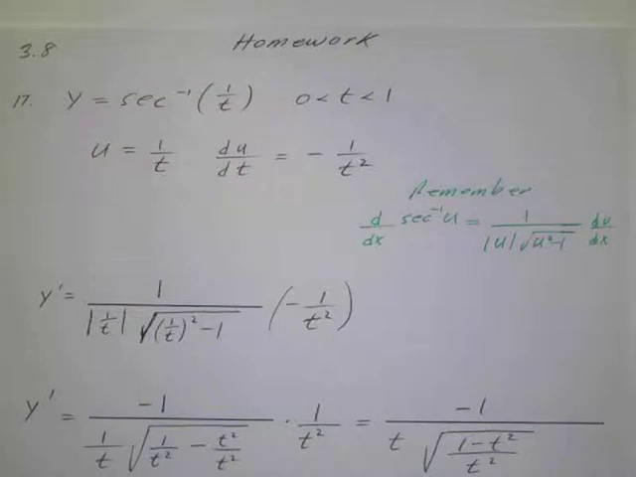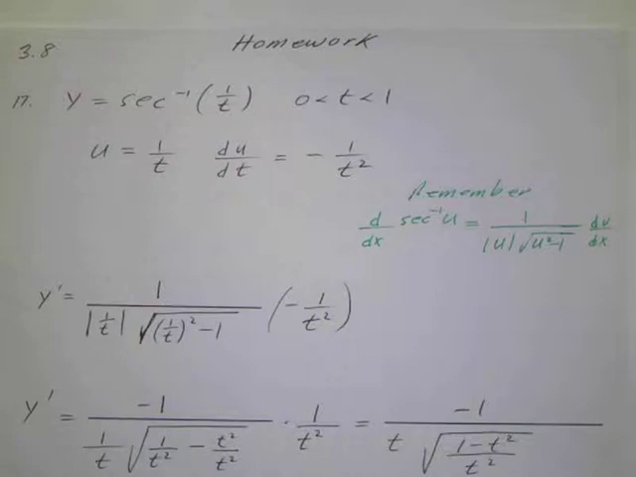Okay, this is 3.8, number 17. And again, we just want to find the derivative of this function, and this is the inverse secant of 1 over t. T is going to be between 0 and 1, so definitely positive.